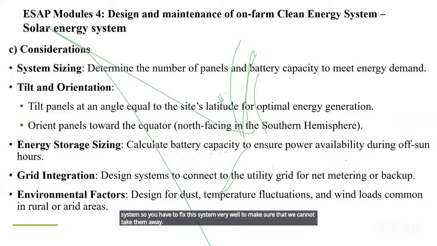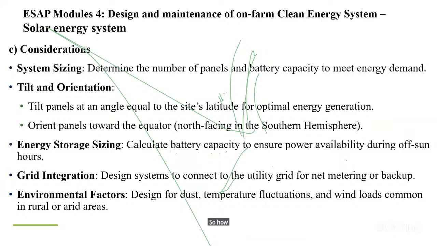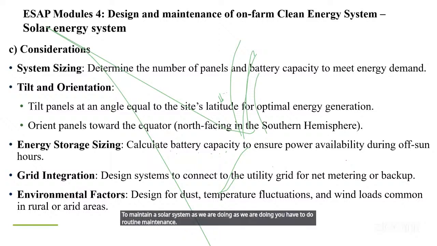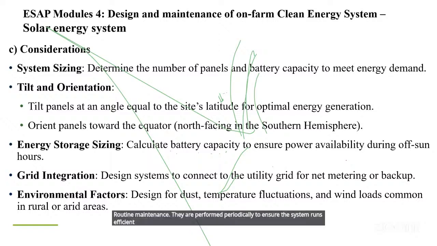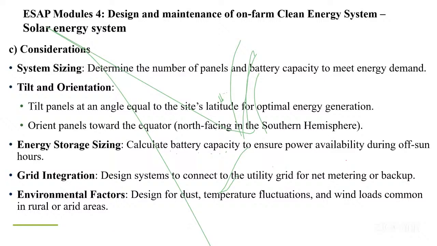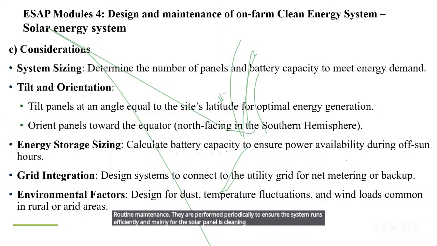So how do we maintain a solar system? To maintain a solar system, you have to do routine maintenance. Routine maintenance is performed periodically to ensure the system runs efficiently. And mainly for solar panels, it is cleaning, visual inspections, and software monitoring.